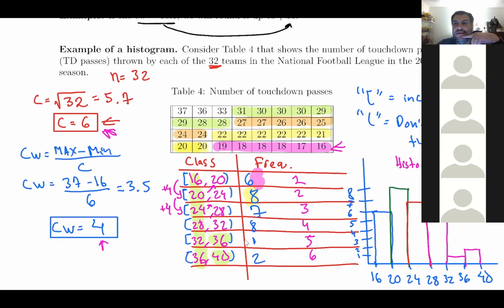Hi, yes, sorry. For the bottom, you went by 4 because that was the class width, right? Perfect, yeah, because that's the CW, or class width. Okay, thank you. You're welcome.